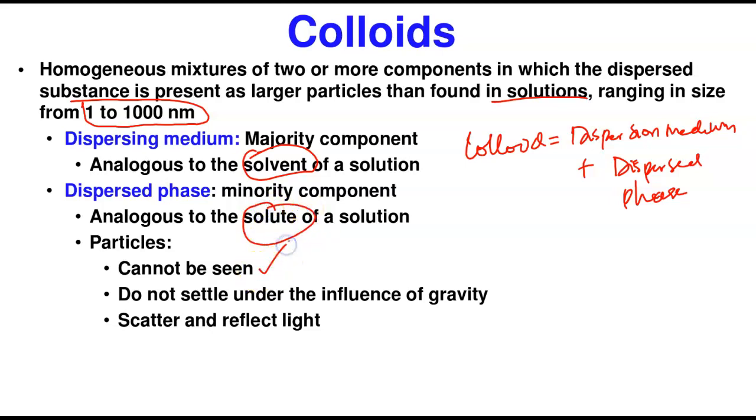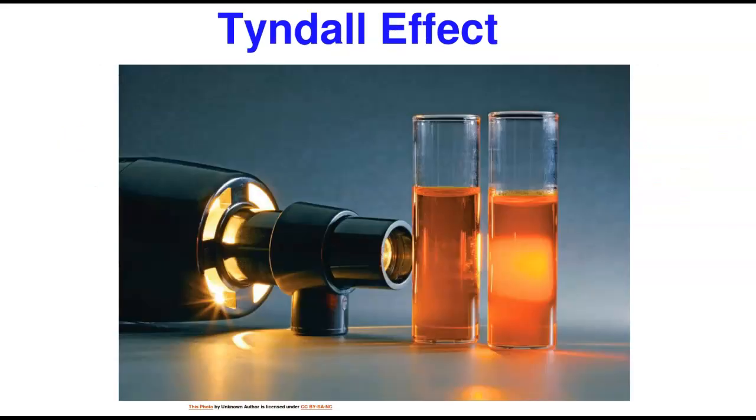A colloid cannot be seen with the eye. It does not settle under gravity. Both of these two properties are also shared by a solution. However, a colloid does scatter light. It can scatter and reflect light. In fact, the path of light through it can be visible. That is the difference between a solution and a colloid.